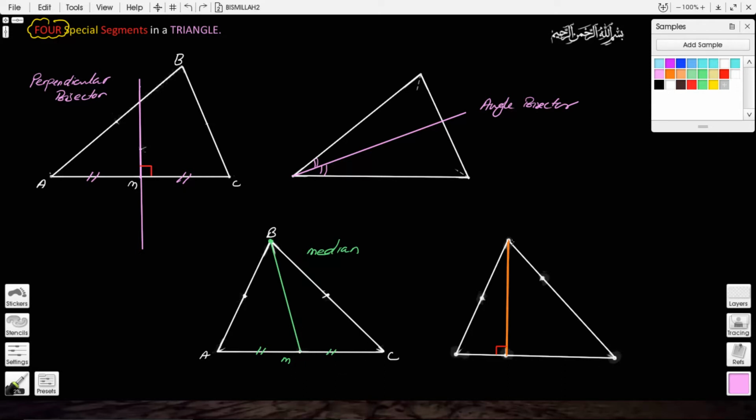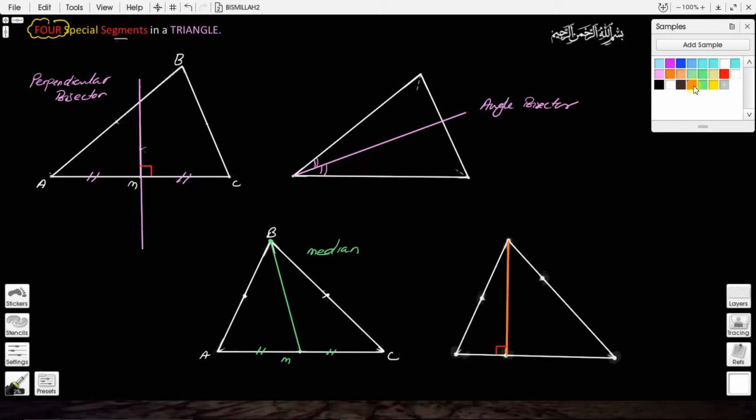Also, if you observe over here, I said segments, but I seem to be drawing lines, right? Correct. The segment would be the ones that are like this, but you can also say there are 4 special lines that are in a triangle. But know that this is a median that goes from the vertex to the midpoint.